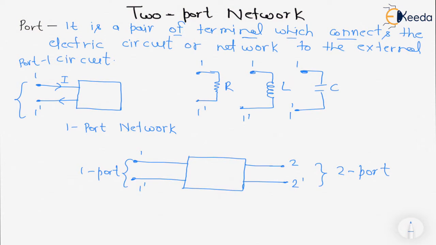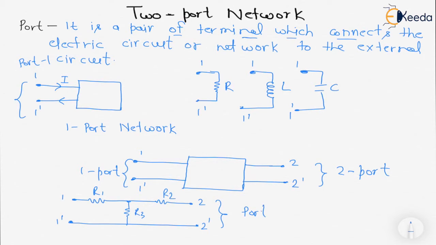The example of two port network is, first one, your T network. This is R1, this is R2 and this is R3. Here if you see carefully, this is 1 and this is 1 dash and this is 2 and this is 2 dash. So this is port number 2 and this is port number 1. There could be a possibility of multi-port network also.